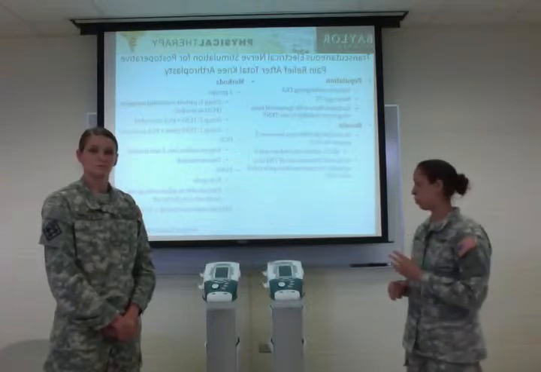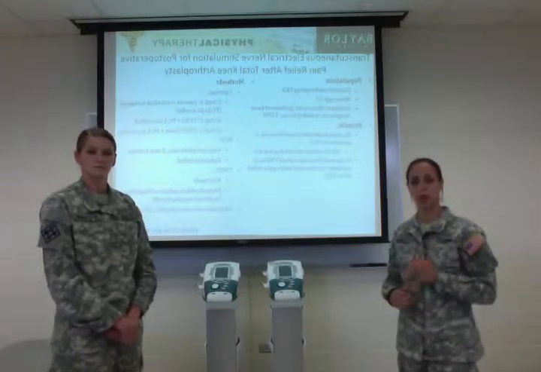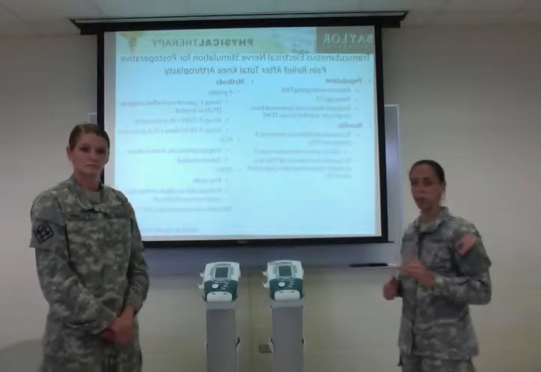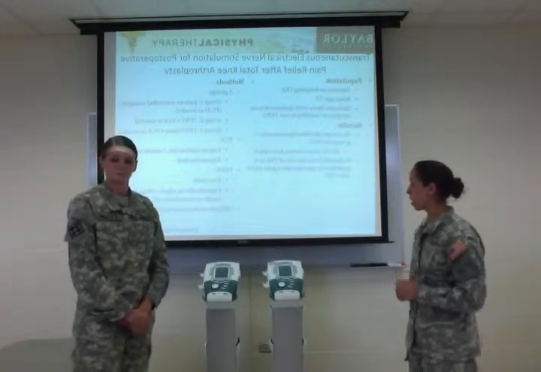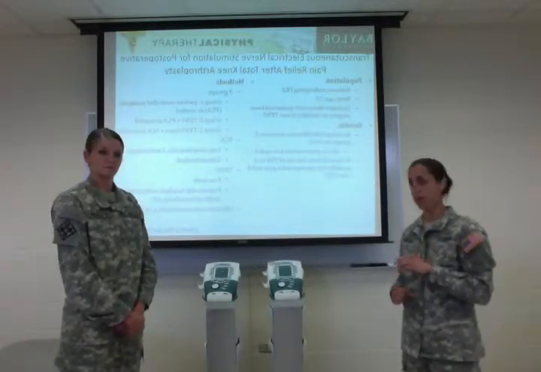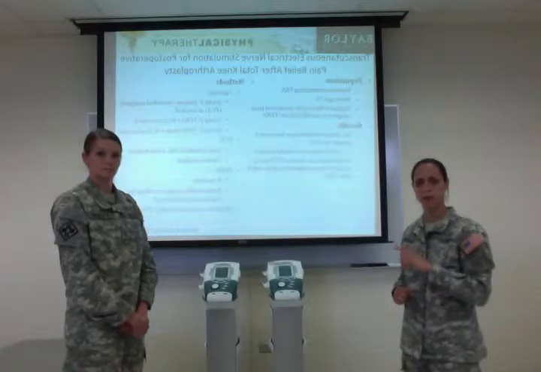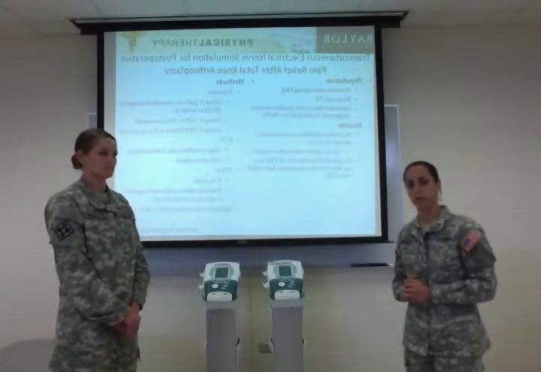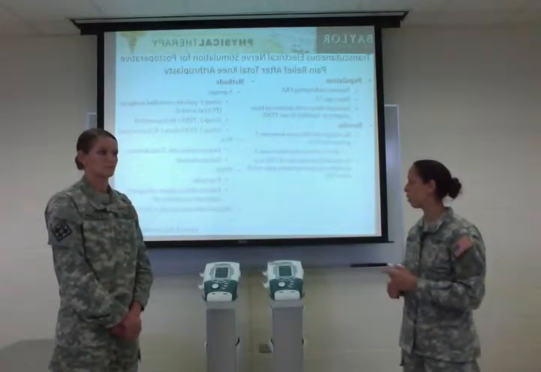For the TENS, they had these 4 pads, and the patients were able to adjust as needed, but they weren't able to turn the device off. And they rated their pain on a visual analog scale for a 24-hour period, and they rated it every hour.